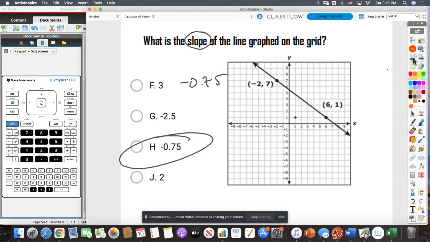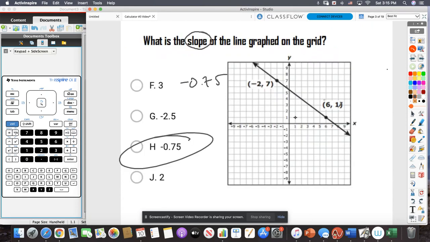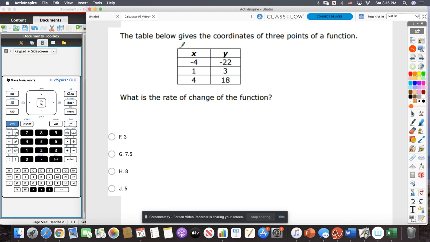Okay, next. So again, they gave me 2 points, asked me for the slope. They gave me 2 points, but it was on a graph and asked me for the slope. And they could have not given me these points, and I have to find 2 points. And then lastly, here's a table, and this time it's asking for rate of change. Again, remember, rate of change simply means find the slope. Those mean exactly the same thing.